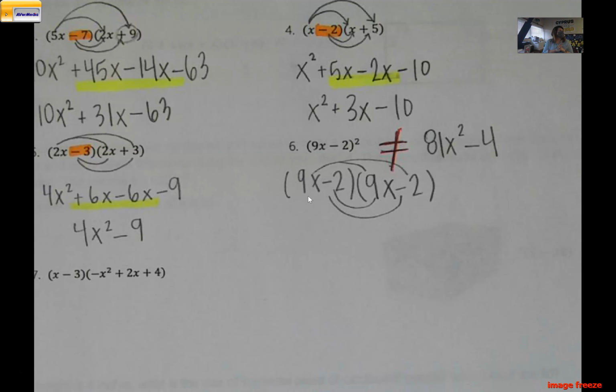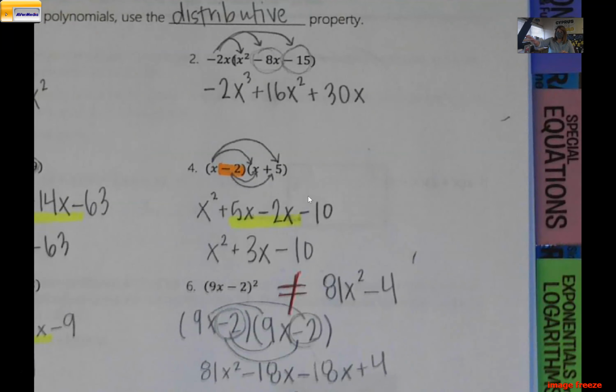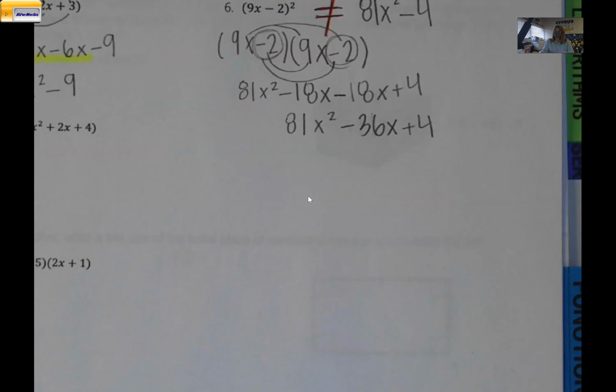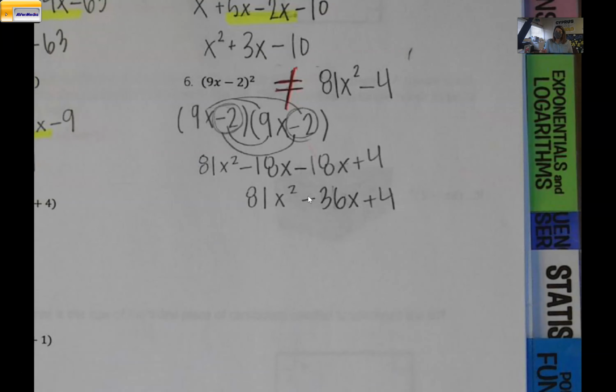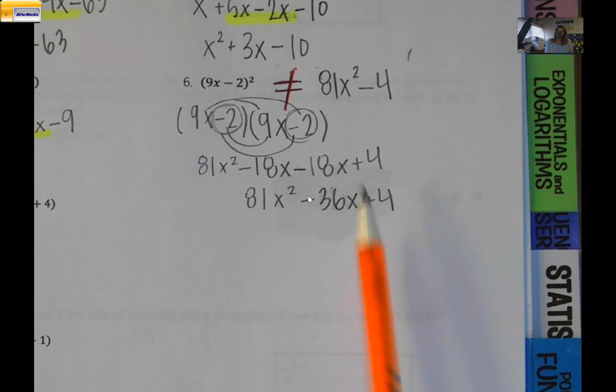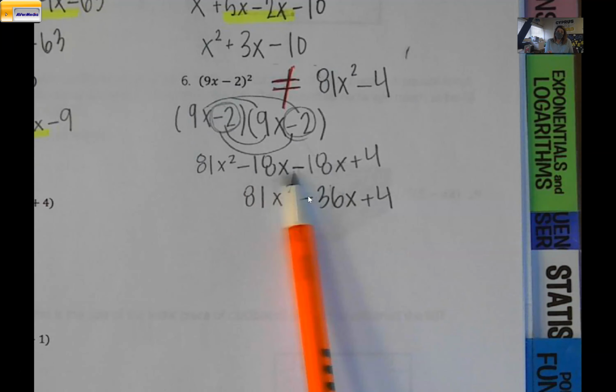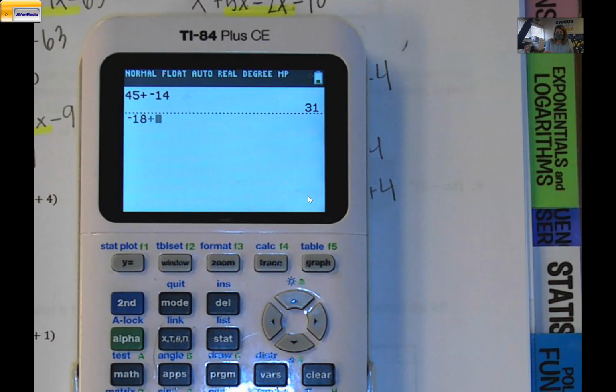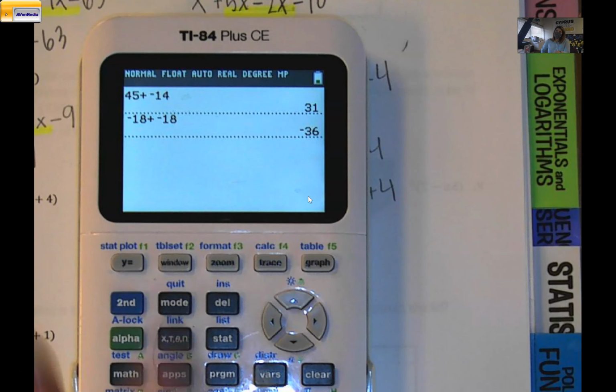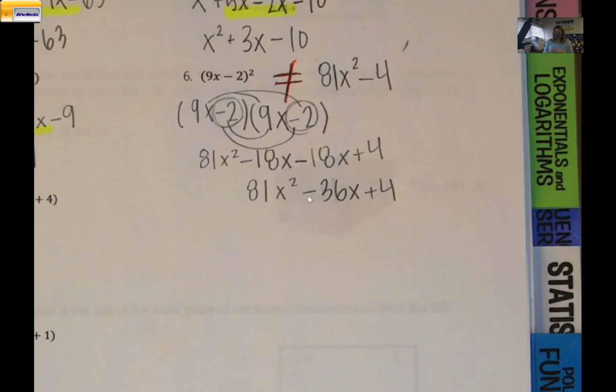Uh-oh. Okay, check before you erase. 81x squared minus 36x. You combine these in the middle. So if you were using your calculator, you do negative 18 plus negative 18. That goes to negative 36. So you're always adding the two middle terms. Are you feeling okay? For sure?